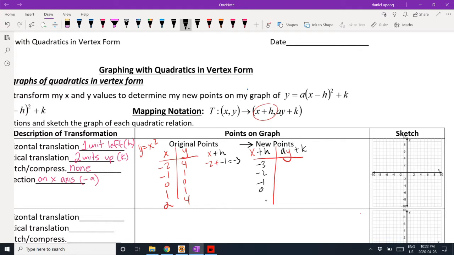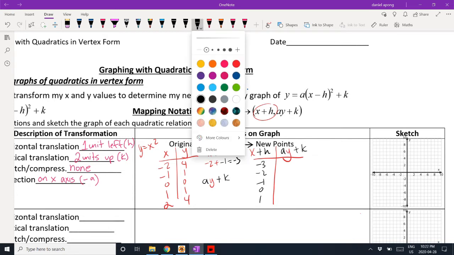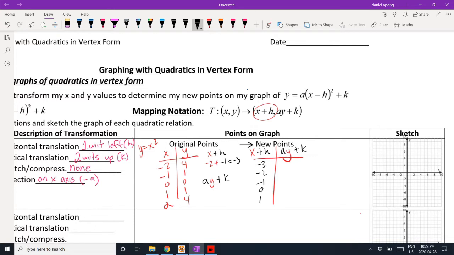Then 0, and 1. So we just went down this list, and we got these new translated x values. And so for the y values, to get them, it's done in a similar way. We're going to take our a, and we're going to multiply it by the y value in this list, so a times y, and then to that we're going to add k.